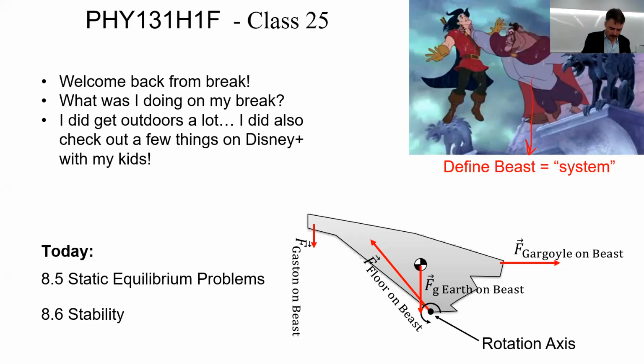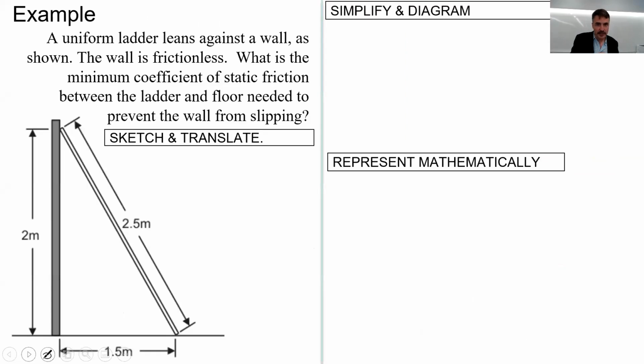So I think I do want to start off with doing some static equilibrium problems. I had been wanting to do this ladder problem for a while. So why don't we get started with that? So a uniform ladder, this is one of the sort of canonical problems of static equilibrium. It's good to know how to do. You got a ladder that's leaning against a wall, and it says here that the wall is frictionless.